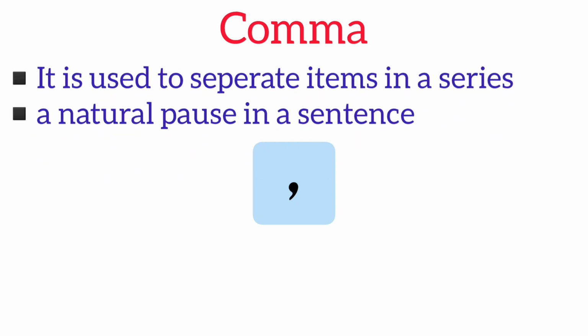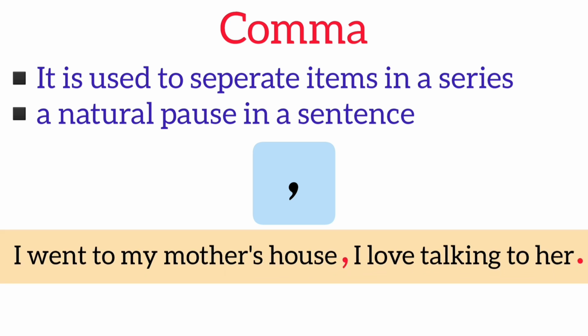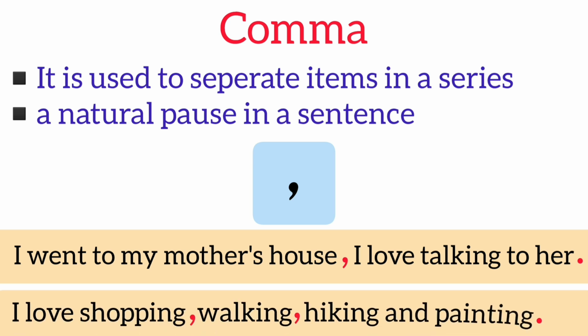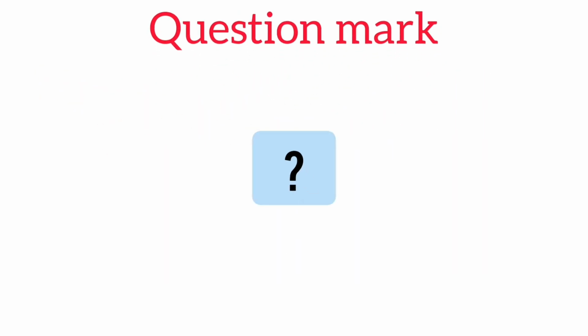Next is comma. Comma is used to separate items in a series. And number 2, a natural pause in a sentence. For example, I went to my mother's house, I love talking to her. I love shopping, walking, hiking, and painting. To separate items, I used comma.